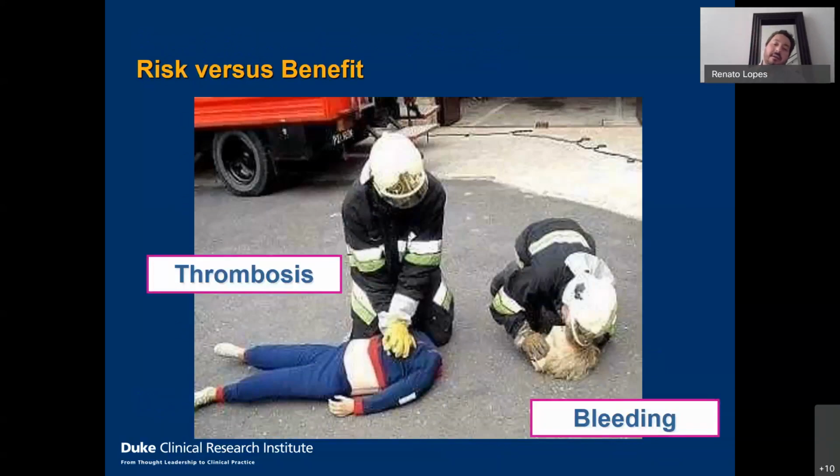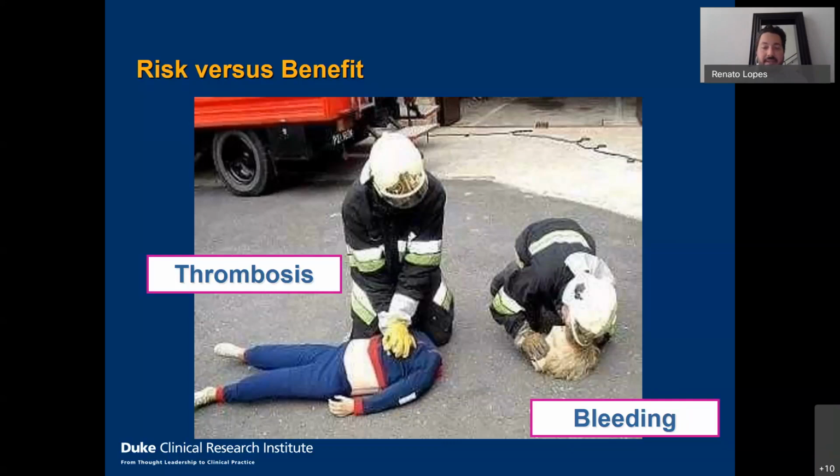And we talk about stroke, we talk about bleeding. Why is this important? Well, this is important because both endpoints are critical. We cannot just cut the patient in half and just look at ischemic risk or thrombosis or just bleeding risk. We need to find what I call the sweet spot. What is the sweet spot?